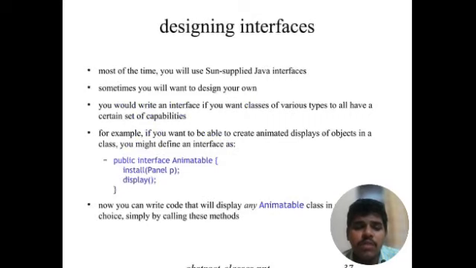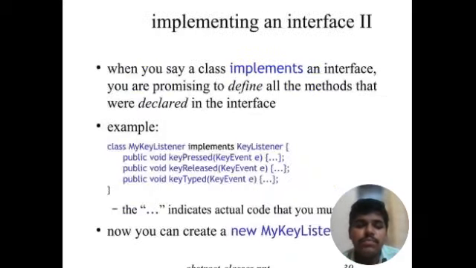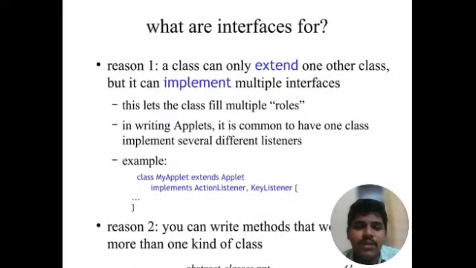Designing interfaces. Most of the time you will use the interfaces supplied by Java, but you can also create your own custom interface. Implementing an interface: you extend a class, but you implement an interface. A class can only extend one other class. When you say a class implements an interface, you are promising to define all the methods that were declared in the interface. It is possible to define some, but not all, of the methods defined in the interface. Since this class does not supply all the methods it has promised, it is an abstract class.